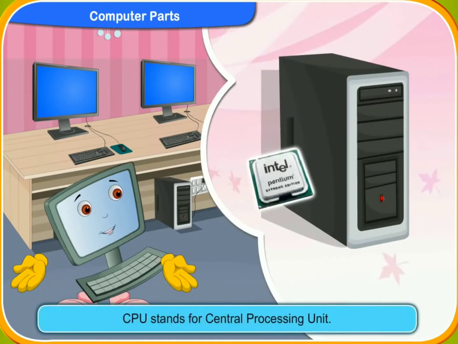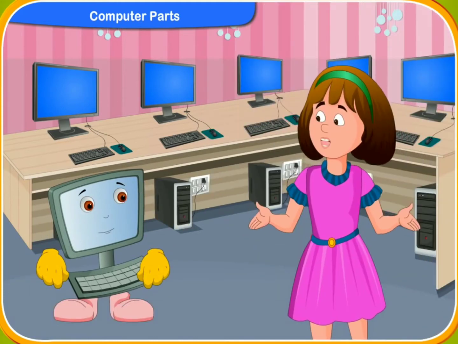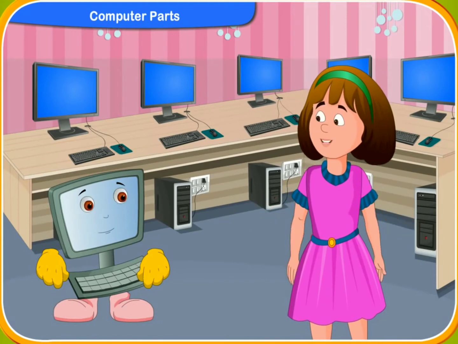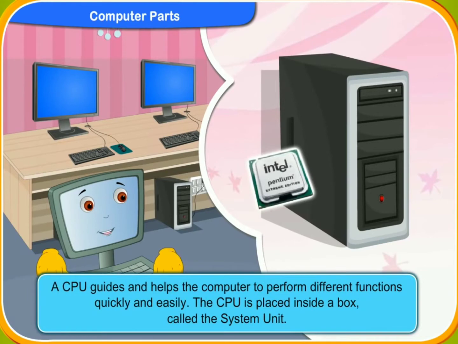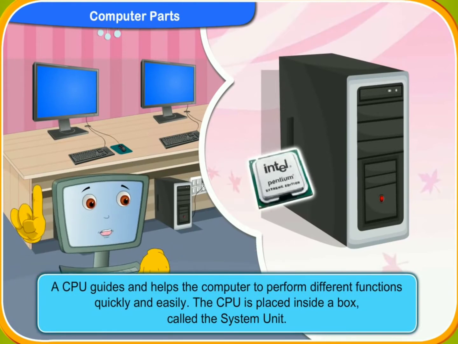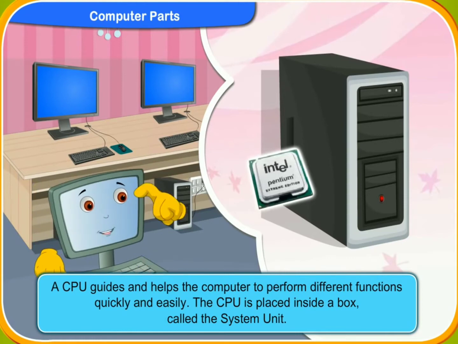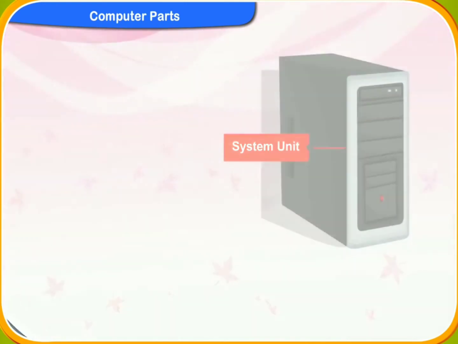CPU stands for Central Processing Unit. It is the most important part of the computer. What does a CPU do in a computer, Clicko? A CPU guides and helps the computer to perform different functions quickly and easily. The CPU is placed inside a box called the system unit.